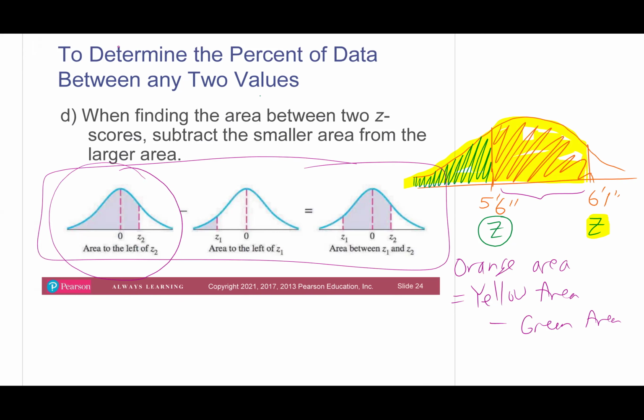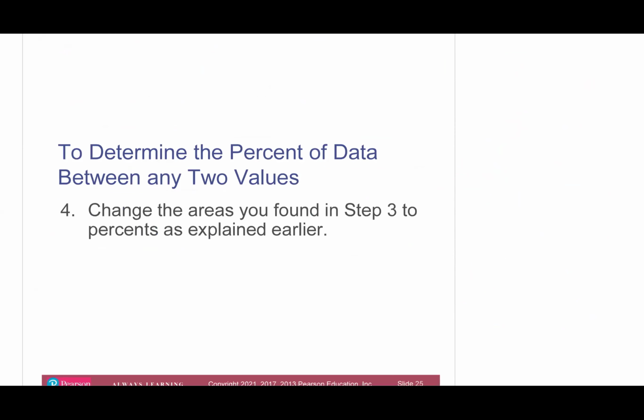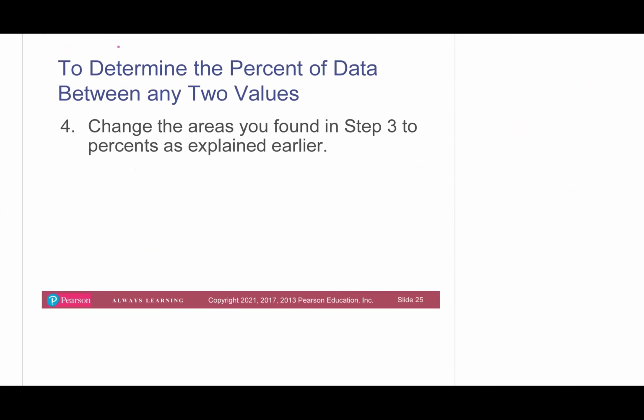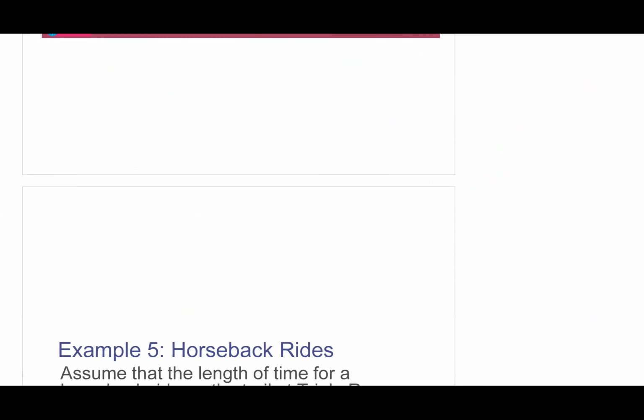Use the z-score for the rightmost data value to find the value in the table, and then the same thing with the left one, and then we'll subtract them, and that'll give me the area between. That's the idea. Then change the areas you found in step 3 to percents as explained earlier. If you found the value to be 0.89 in the table, that means that's 89%. That's all. No big deal. So that's all they mean for that one.